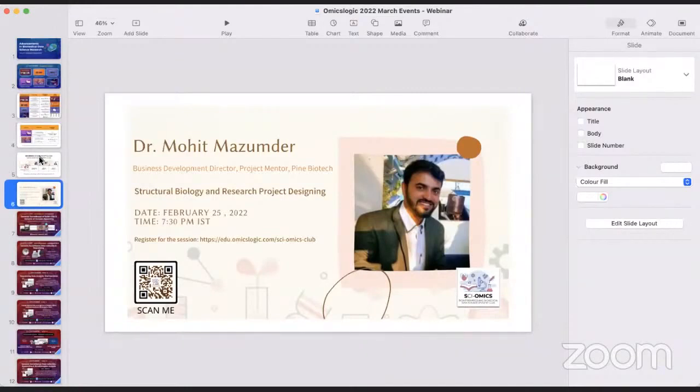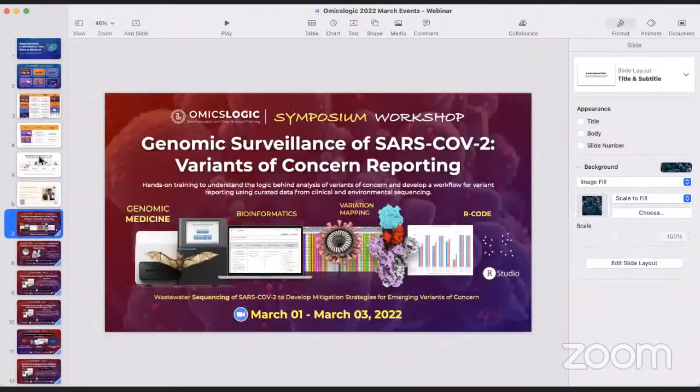You can also register for this if you're interested to learn about structure biology and its application in research project designing. In the workshop that we were discussing today, which is the genomic surveillance of SARS-CoV-2 and variant of concern reporting, we will have sessions starting from 1st March.